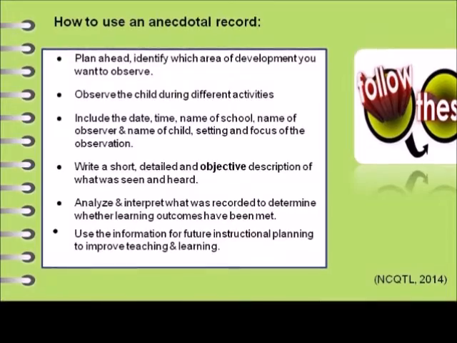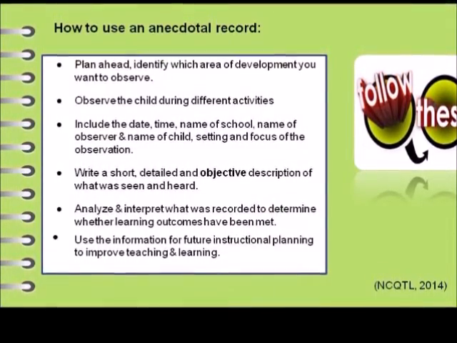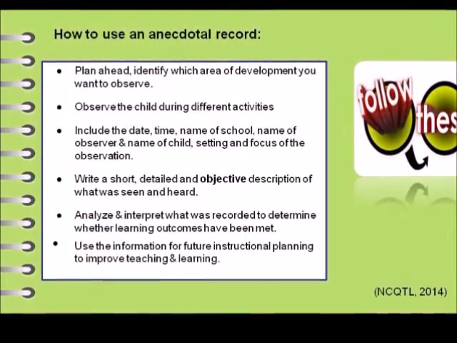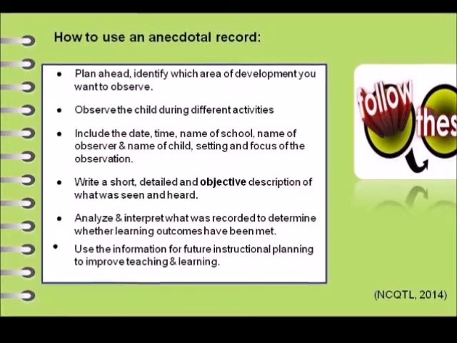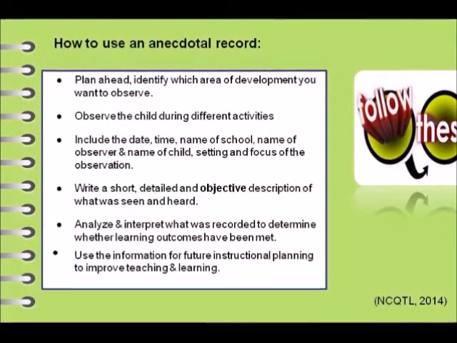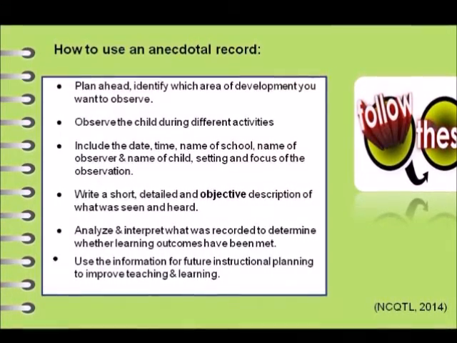How to use an anecdotal record. First, you must plan ahead. Identify which area of development you want to observe. 2. Observe the child during different activities, and you can take short notes while you're doing this. 3. On the anecdotal form, include the date, time, name of the school, name of the observer, name of the child, setting and focus of the observation.